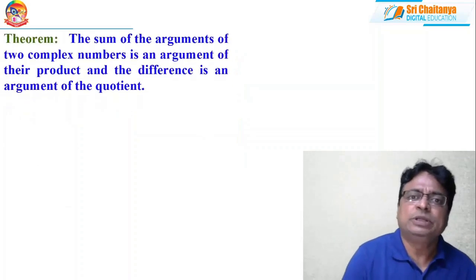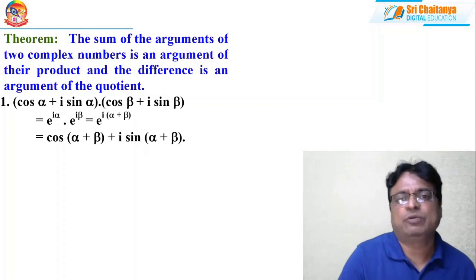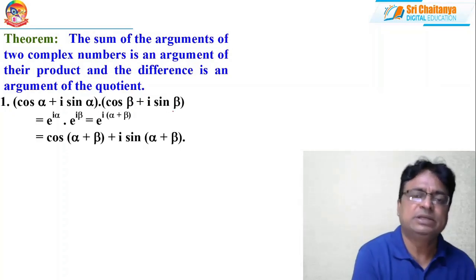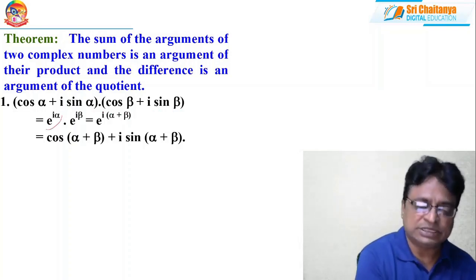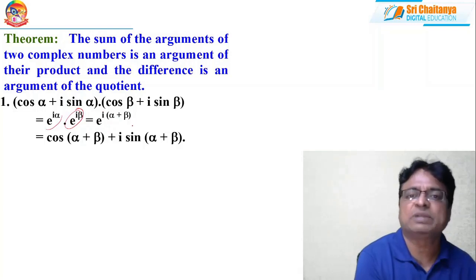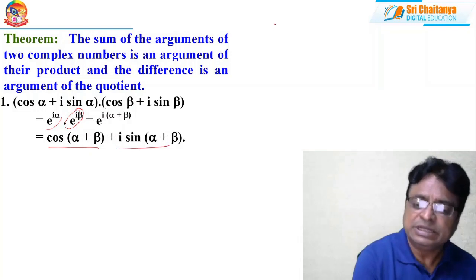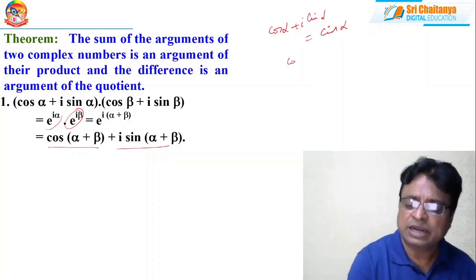Now, with the help of these, the most important theorems that we are going to derive: what is (cos alpha plus i sin alpha) into (cos beta plus i sin beta)? What is cos alpha plus i sin alpha? This I can write as e power i alpha, Euler's form. This is e power i beta, so the product is e power i (alpha plus beta), which I can write as cos (alpha plus beta) plus i sin (alpha plus beta). This cos alpha plus i sin alpha, we can also write as cis alpha, and cos beta plus i sin beta as cis beta.